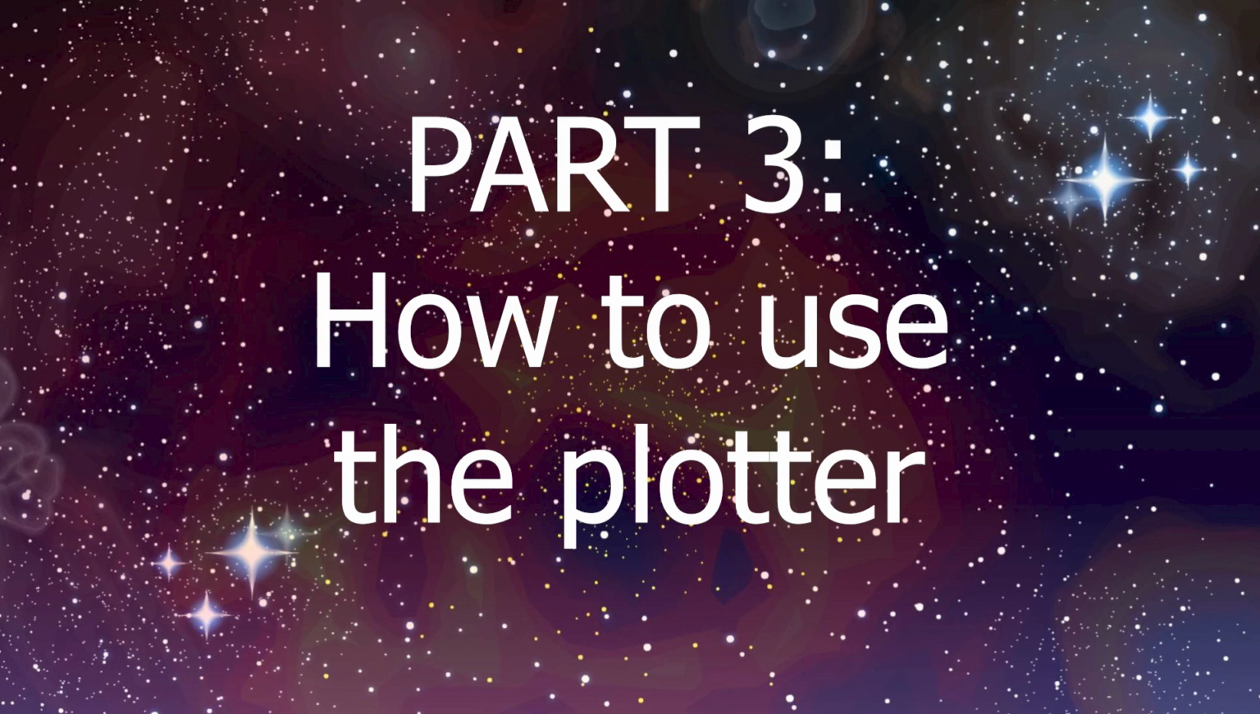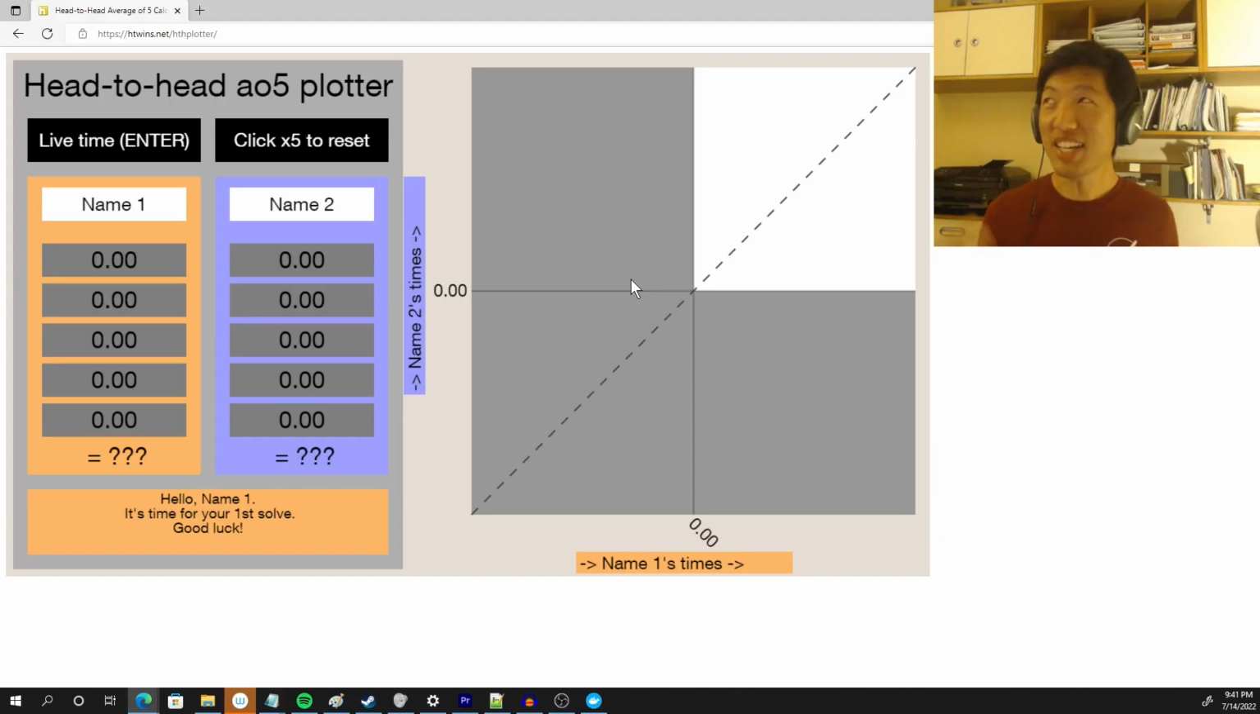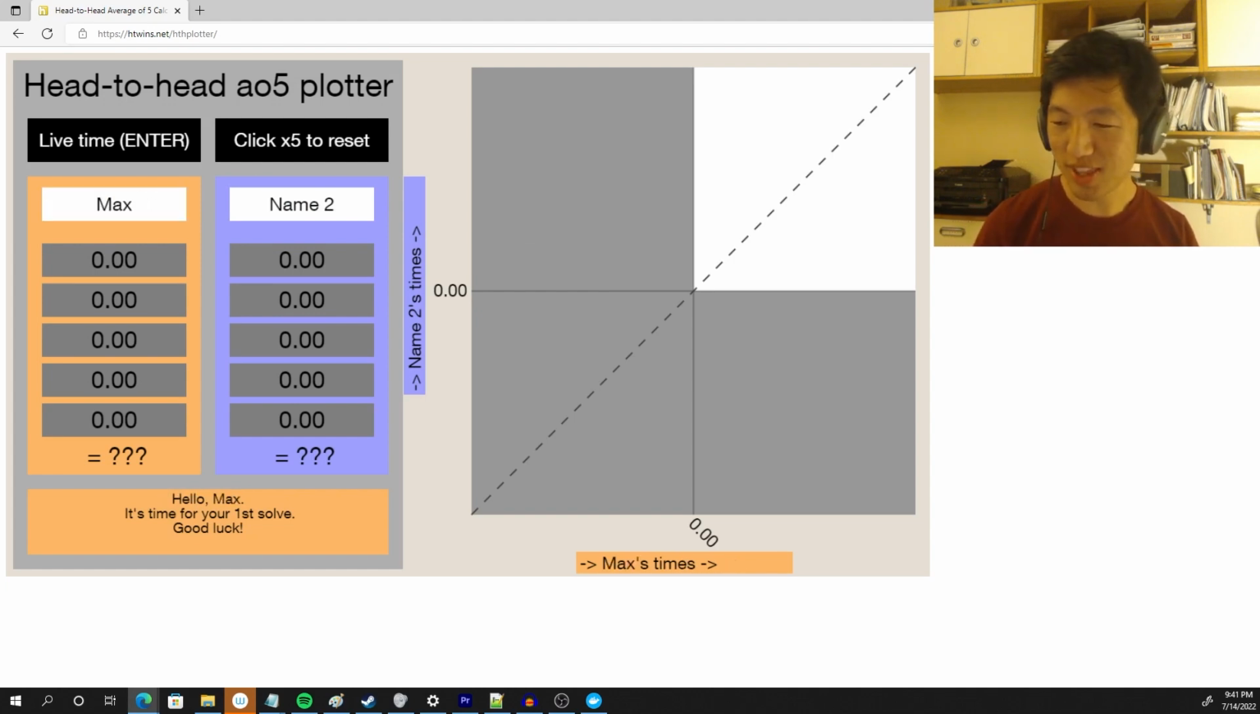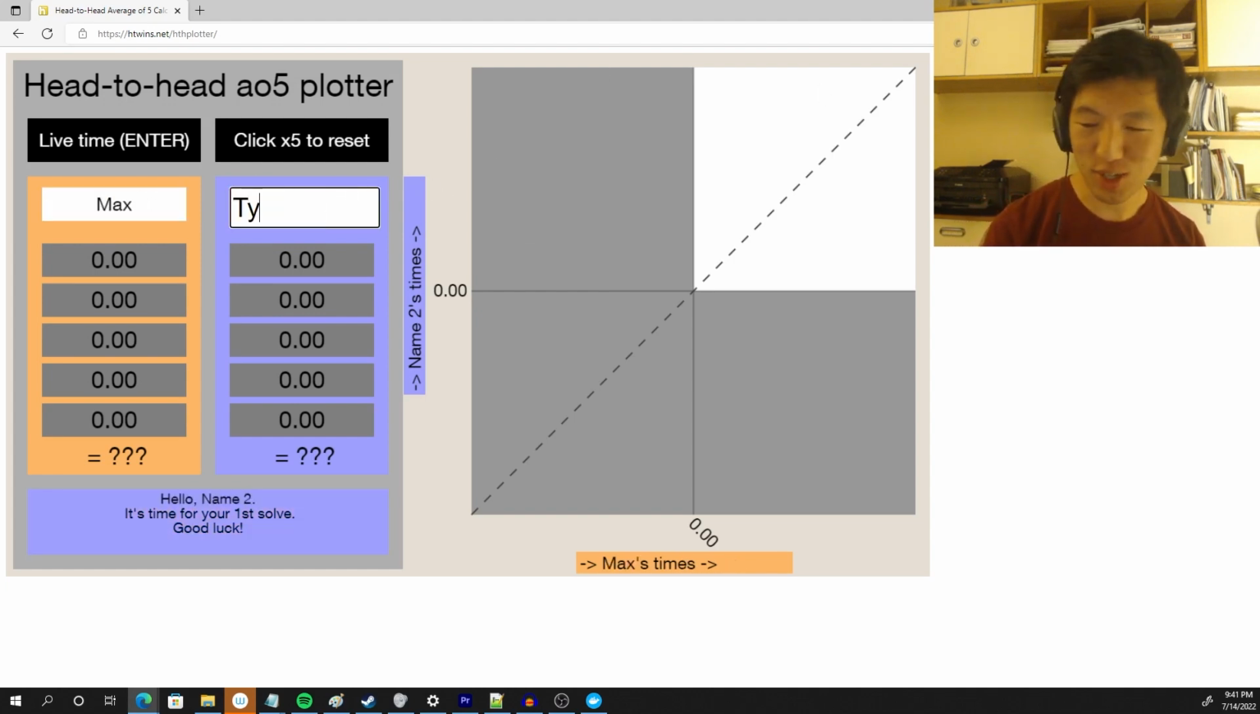Part 3. How to use the plotter. So finally, here's how you use it. First, click on Name 1 and Name 2 to enter in the names of your competitors. I'll just use Max and Timon as an example.